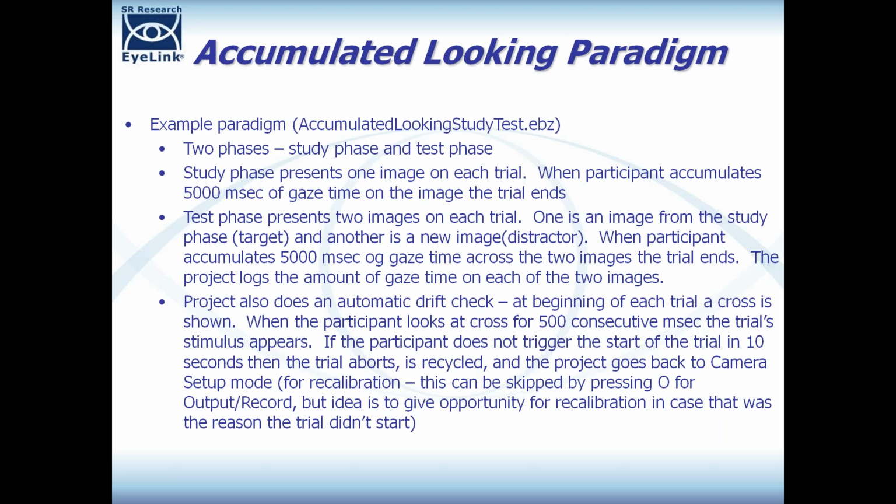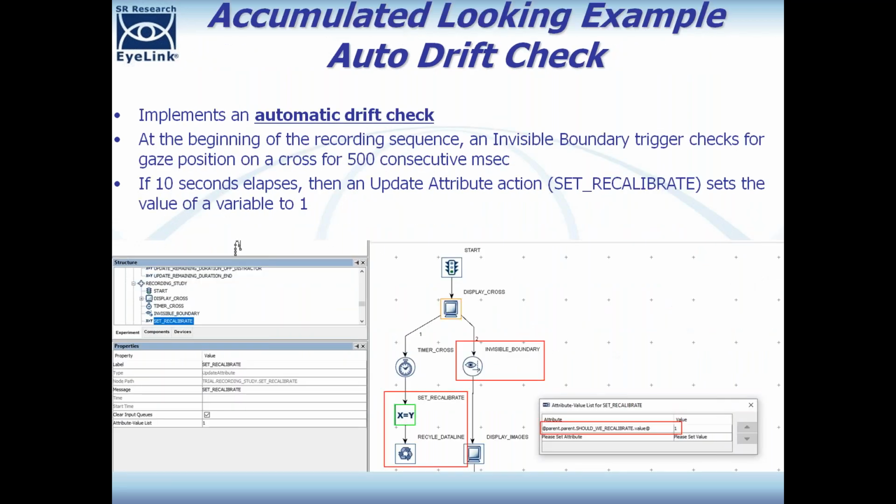Okay, so let's just first go through some of the nuts and bolts of this, and then we'll take a look at the example in a more hands-on manner. So let's talk about the auto drift check. As I mentioned at the beginning of the trial, it's going to do an automatic drift check. You'll see that each trial will begin with the display of a cross. If you double clicked on that action, you would see that it's just displaying a cross.